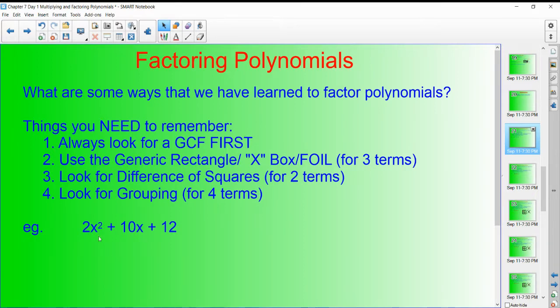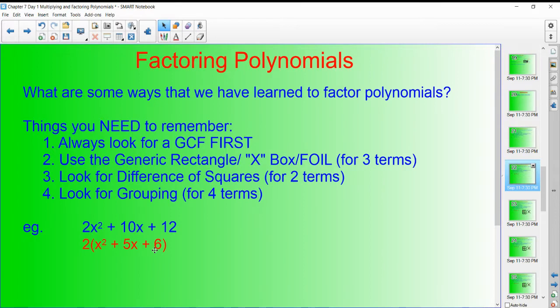So let's look at this trinomial. I'm going to show you how the Xbox method works. First thing I see is I've got 3 terms, a good candidate for Xbox. Also I've got to check, is there a GCF? So 2, 10, 12, the GCF is 2. Step 1, factor out the GCF. Now my numbers are smaller. Instead of 2x squared, I have x squared, 5x, 6.